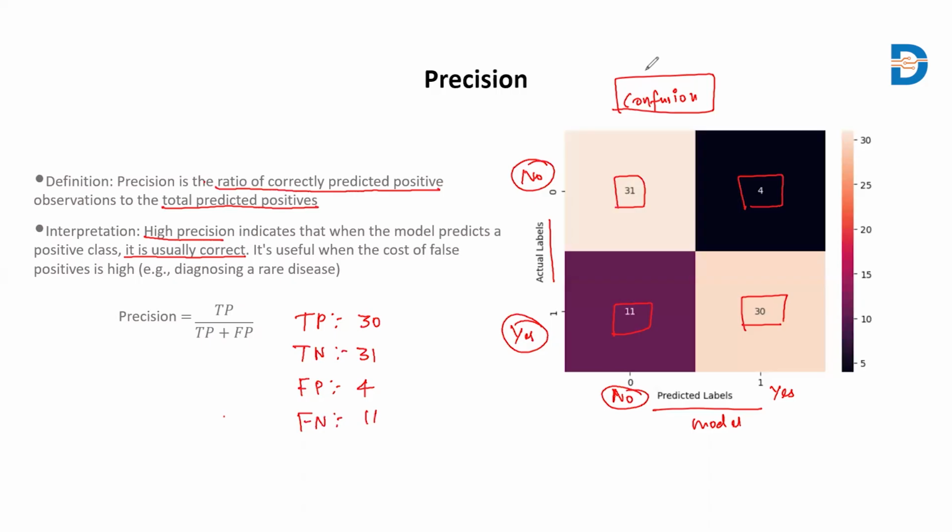So here, in case of true positive, 30 people have heart disease and the model also predicted that they have heart disease. Then 31 people do not have heart disease, which is correctly predicted by our model. Then there are 4 people who do not have heart disease, but our model predicted that they have heart disease. That comes under false positive. In case of false negative, there are 11 people who have heart disease, but our model predicted that they do not. So we have to calculate these parts.